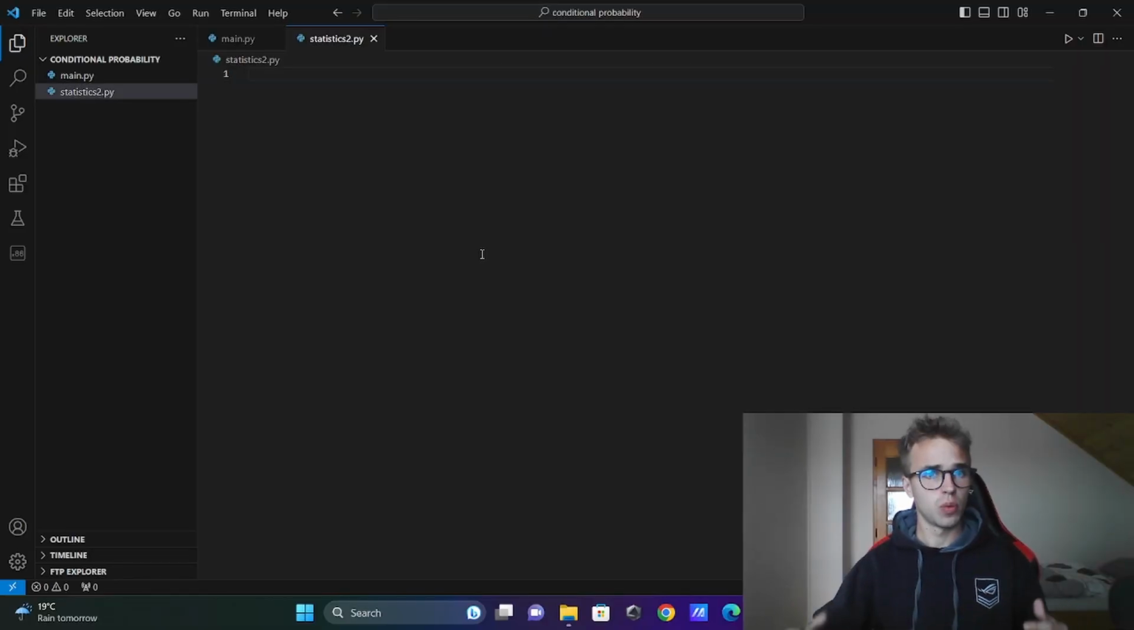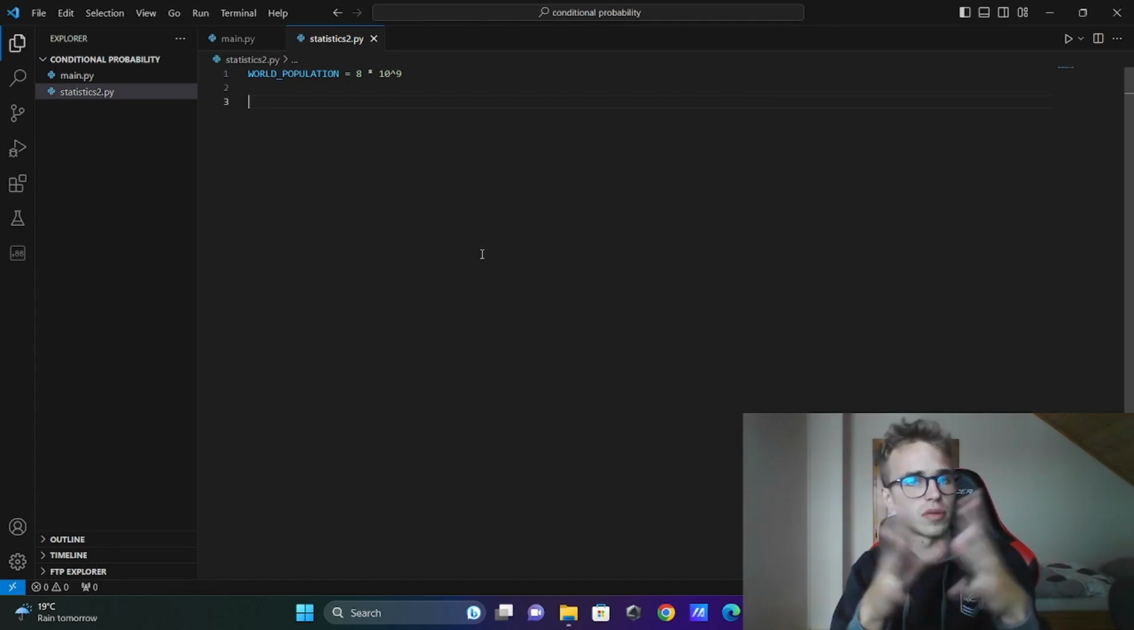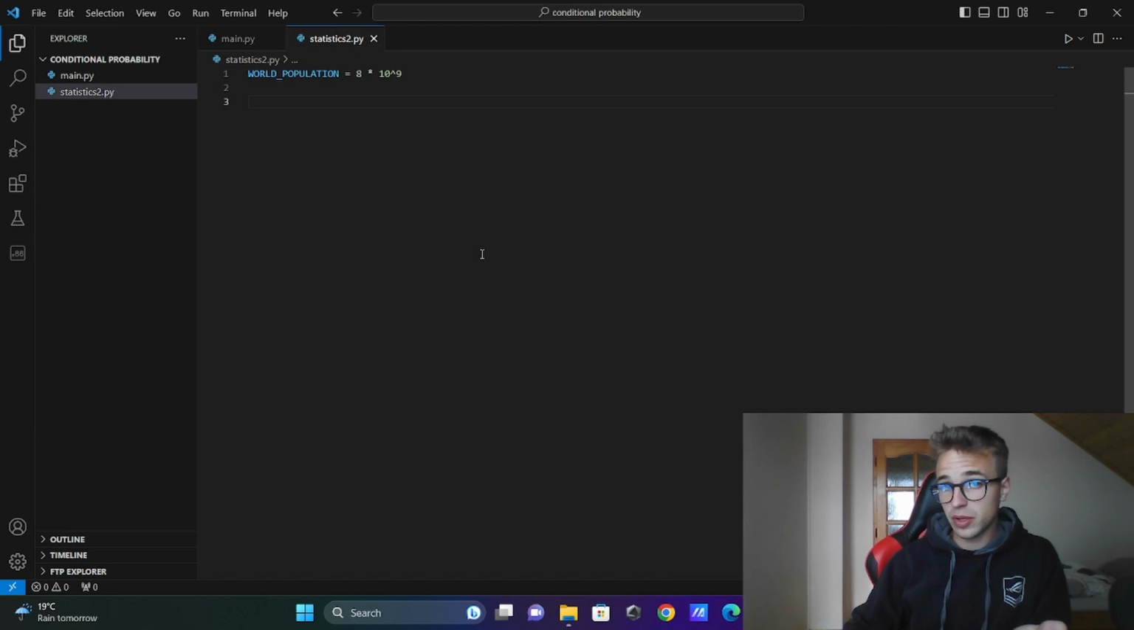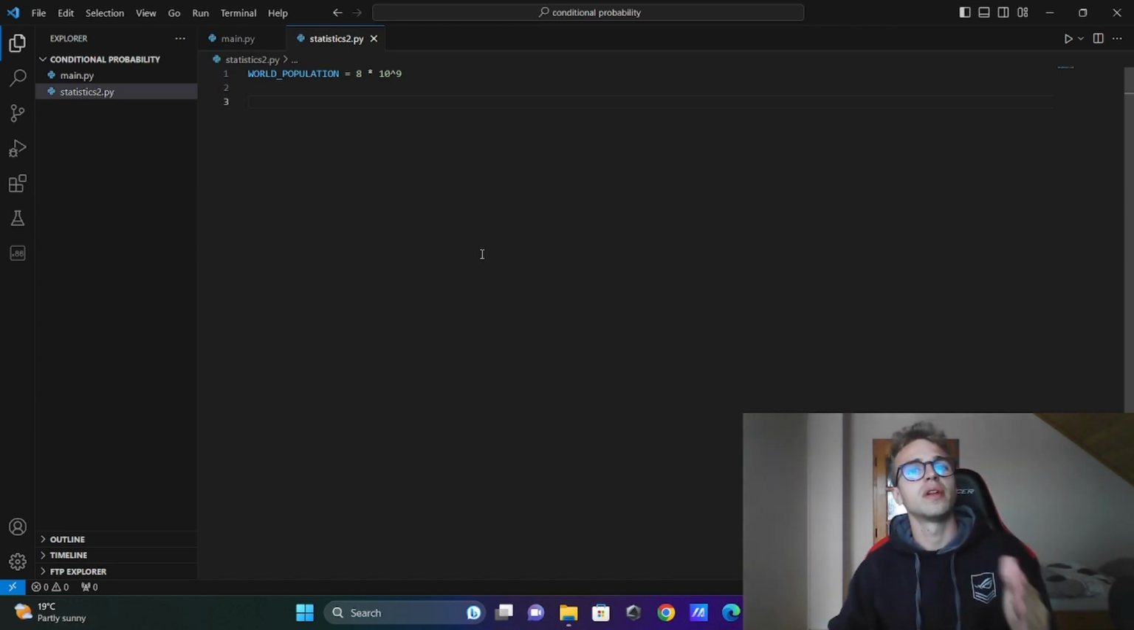Stay tuned, we are going to code. You already know what the conditional probability is. So in this example, we are having world population, which will be constant, equal to 8 times 10 to the power of 9. Imagine you have a city in 2 countries. The city has some population, and you need to know what is the probability of living in this city with the condition that it is in the state of Finland.